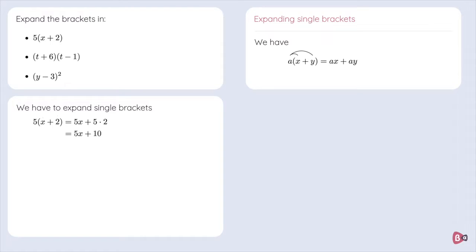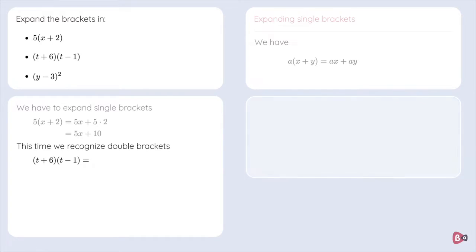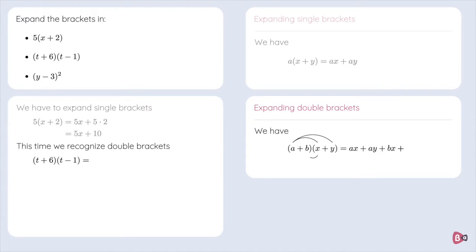Our second example is t plus 6 times t minus 1. In general, the form of a double bracket is a plus b times x plus y. And just as before, we can draw arrows between all the terms. So there's an arrow between a and x, which will give us a times x. There's an arrow between a and y, which will give us a times y. And there's 2 more arrows between b and x, which gives us b times x, and between b and y, which gives us b times y.